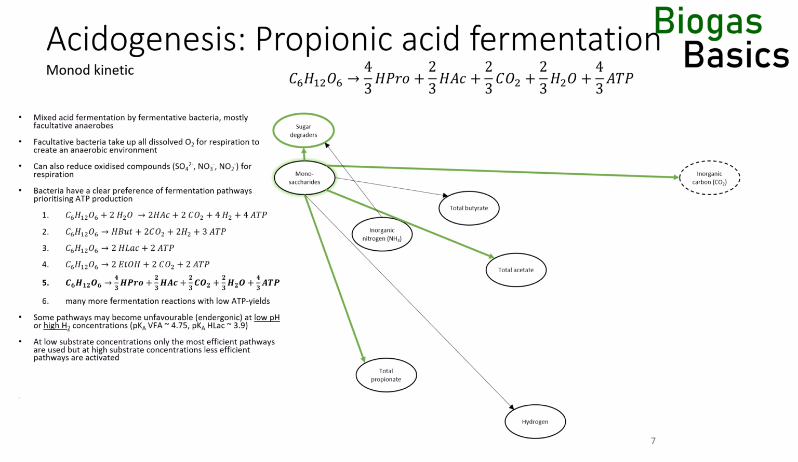Pyruvate can be directly reduced to lactic acid in a single step, regenerating NADH back to NAD+. In ethanolic fermentation, pyruvate gets decarboxylated to acetaldehyde, which is reduced to ethanol, regenerating the NADH. These high-flux, low-yield pathways are kinetically favored and activated if there is enough substrate available. When are substrate concentrations high? They are high when the growth rate is high.